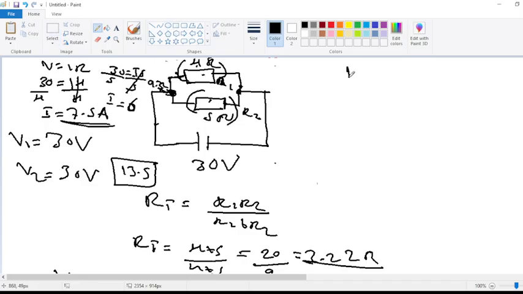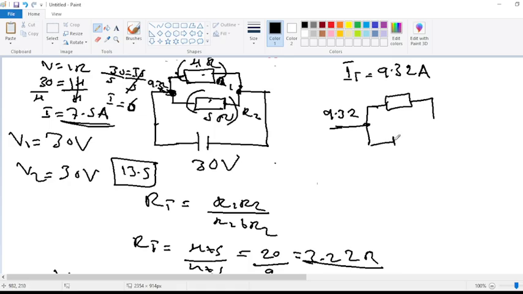Total current here is 9.32 amps. Now we have the resistor here being connected to this node here, with the current of 9.32 being supplied. Then we have another here. So we have this current, and we have the resistors here of 4 and 5.